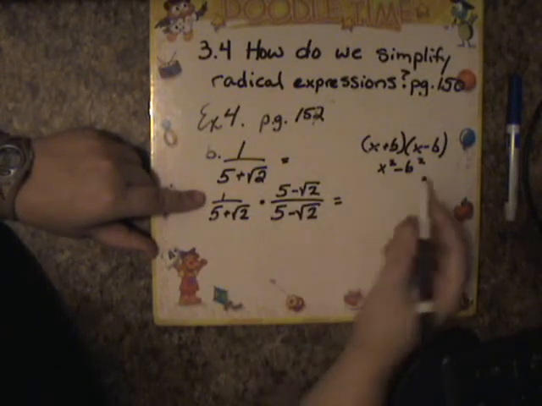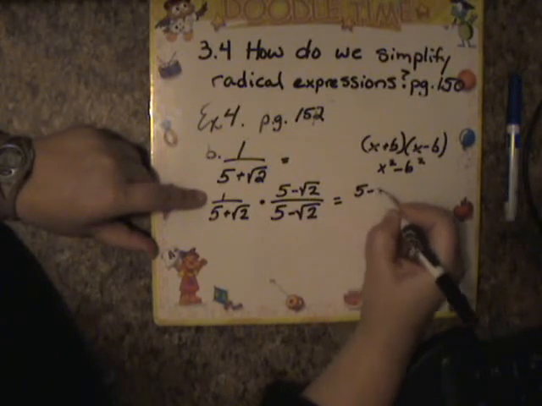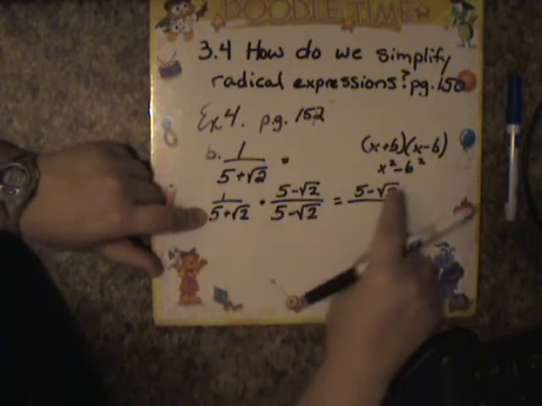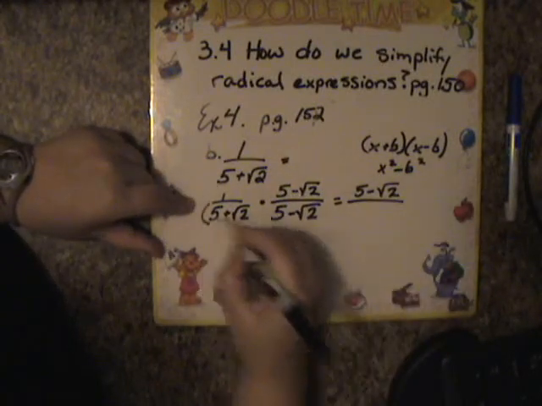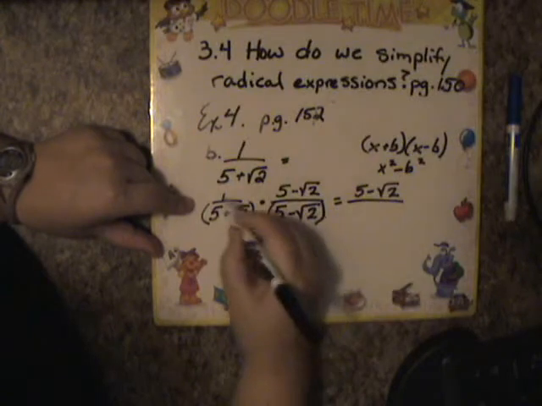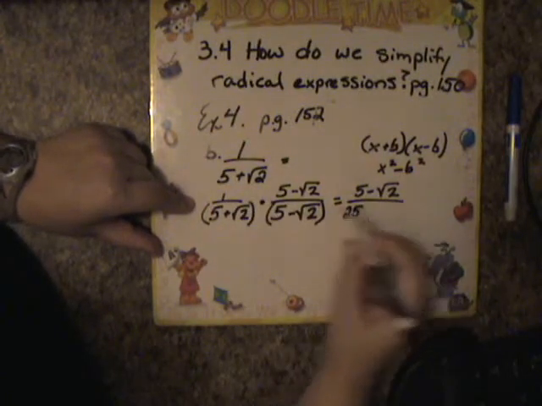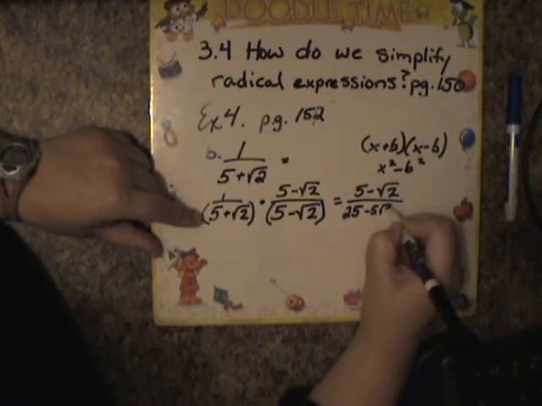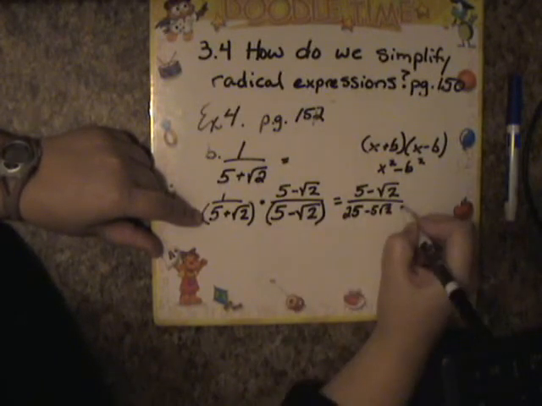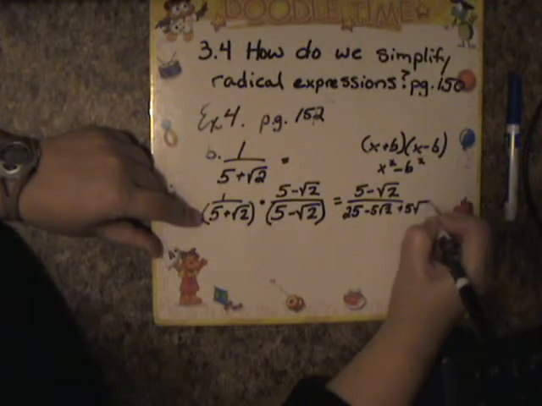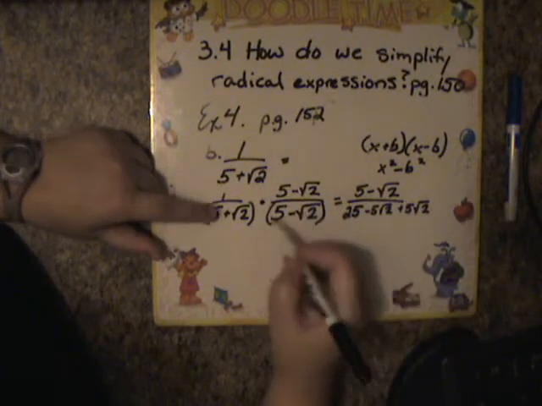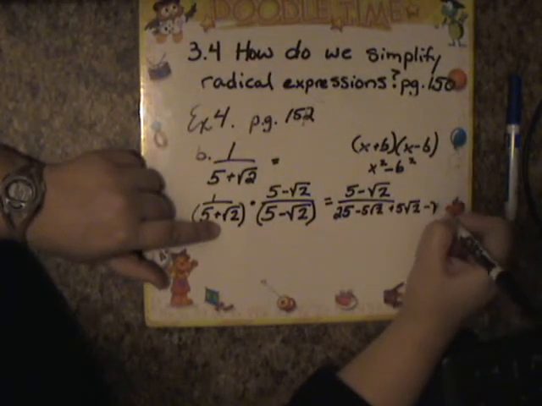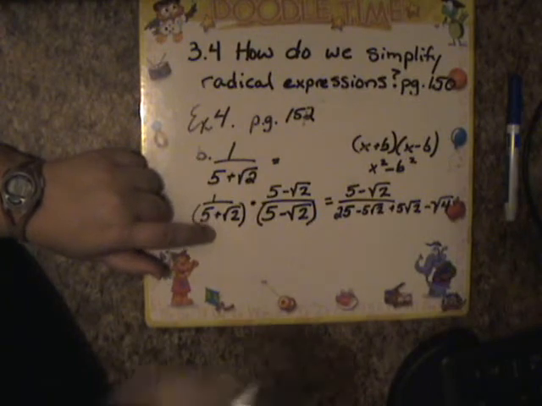When I multiply the numerators, I get 5 minus radical 2. And then the denominator, it's the same as here. Let's FOIL it, because this should be FOILed. My first is 25. My outside is going to be negative 5 radical 2. My inside is a positive 5 radical 2. And then the last is a minus the square root of 4. So let's see what happens here.